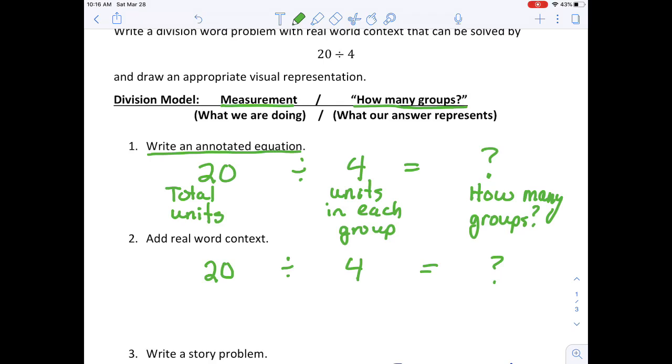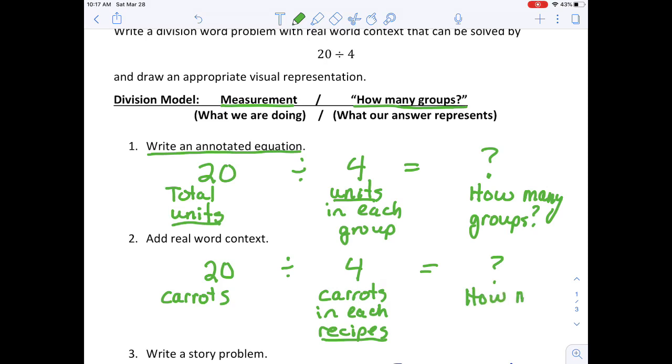So I'm going to have a recipe, and I'm going to say that this recipe uses carrots. And I know 4 units in each group, so I'm going to be thinking about measuring out or counting out batches of 4 carrots. So my units are carrots. My units are going to be 4 carrots in each. What are my groups now? My groups are recipes. And so if my groups are recipes, then I'm answering the question, how many recipes?